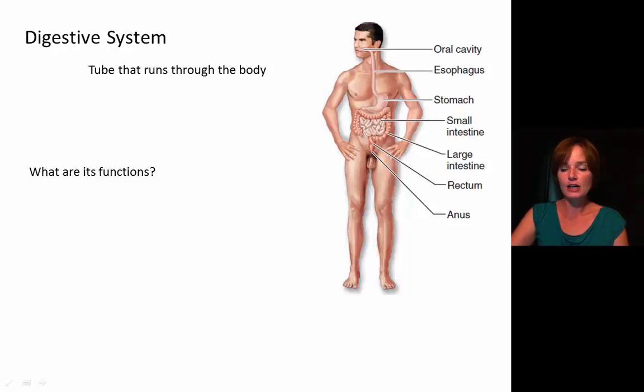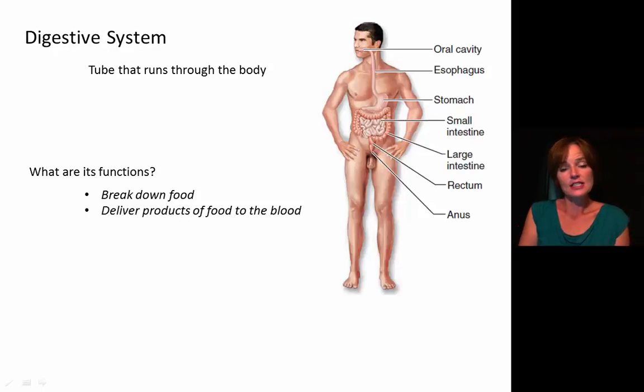As far as the functions of this one, first off, it is going to break down food. We eat food, and then the digestive system is going to be slowly breaking down that food. The purpose of that is so that later we can get the energy out of that food and use it to run all different types of reactions inside of our cells.